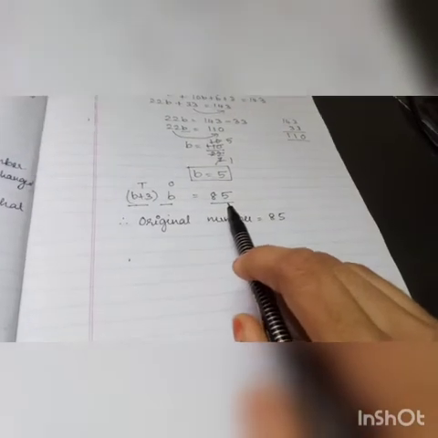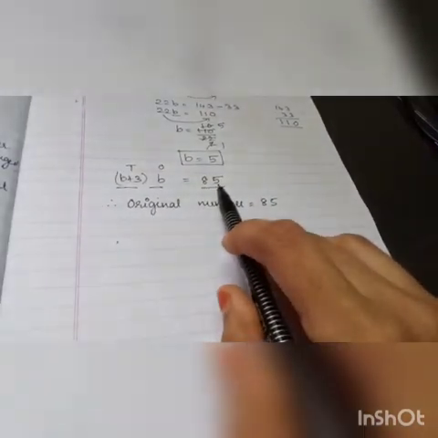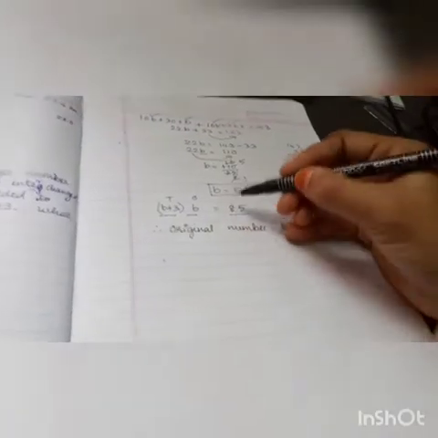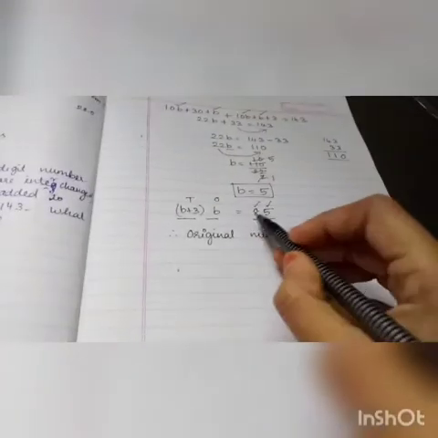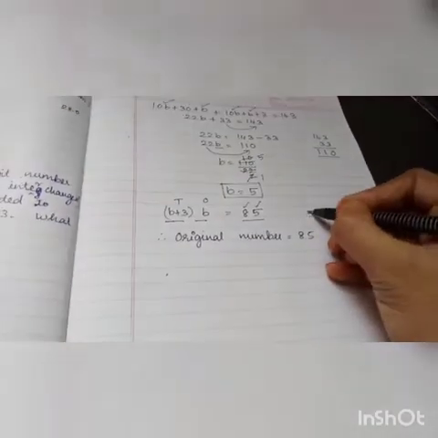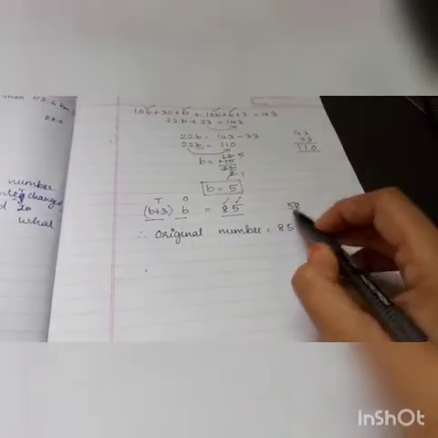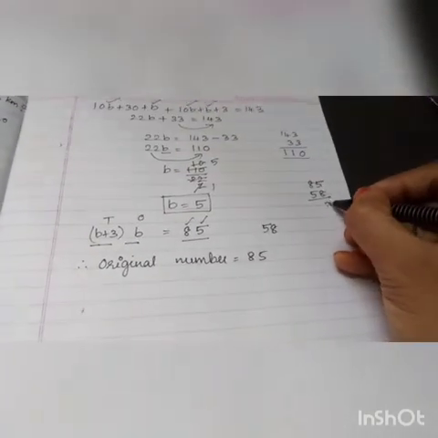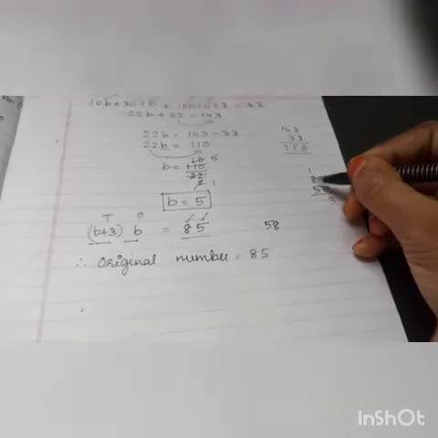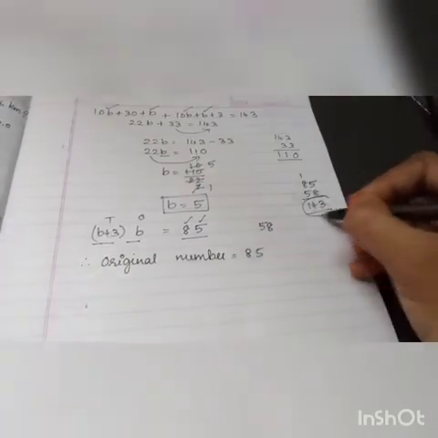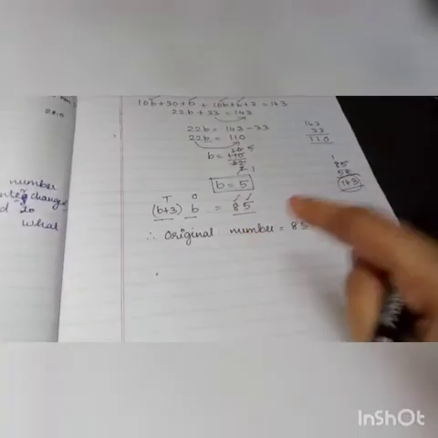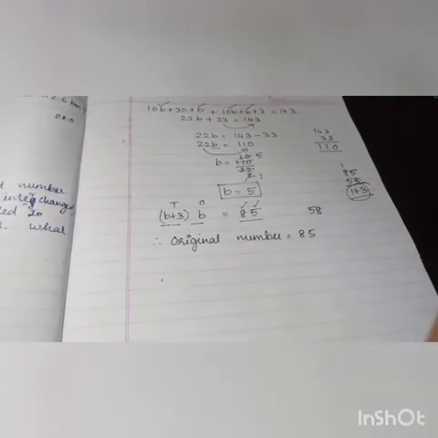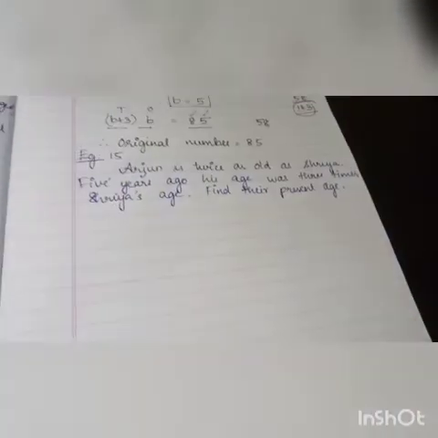You can check and see, children. 85 is the original number. If you subtract 8 minus 5, you get 3, so the question is correct. Now shall we interchange these two? If you interchange, you will get 58. Now shall we add the original number and the interchanged number? 85 plus 58, 5 plus 8, 13, 143. Did you get this answer? Yes. So the original number which we have found is correct. Understood, children? This is your example 15.